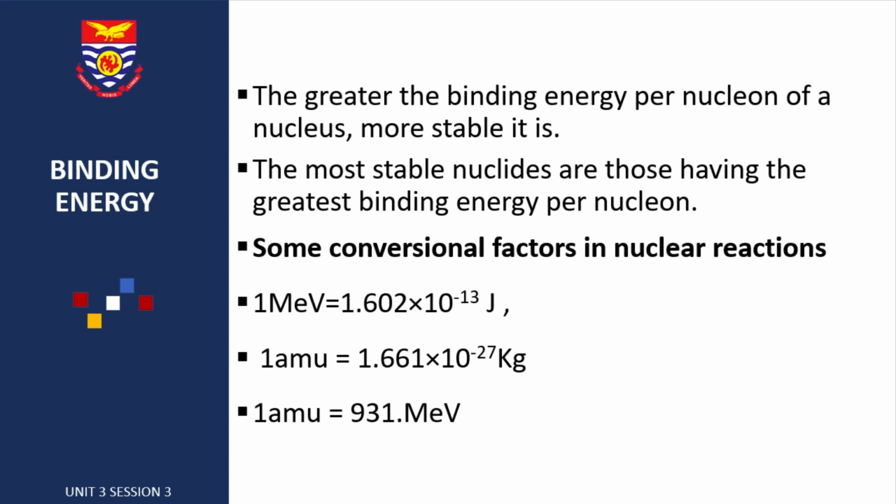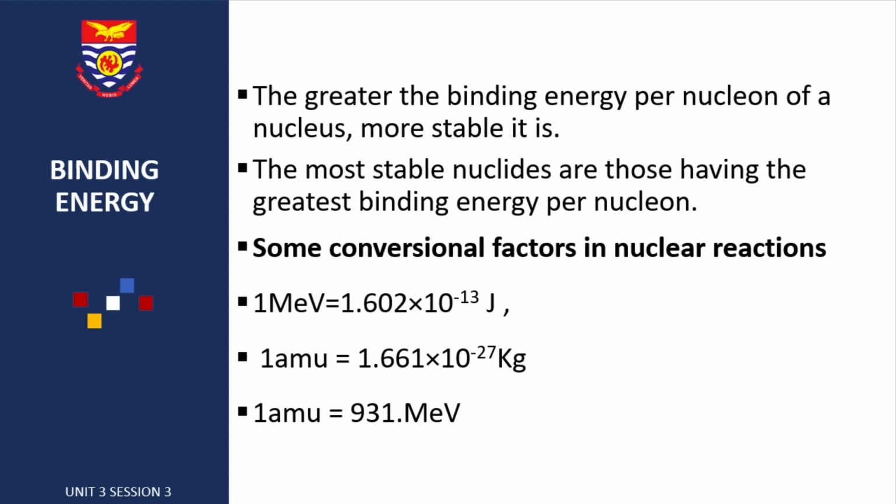The greater the binding energy per nucleon of a nucleus, the more stable that nucleus is. And so those nuclei that are highly unstable and can undergo radioactivity have less binding energy per nucleon. The most stable nuclei are those having the greatest binding energy per nucleon, as we said.